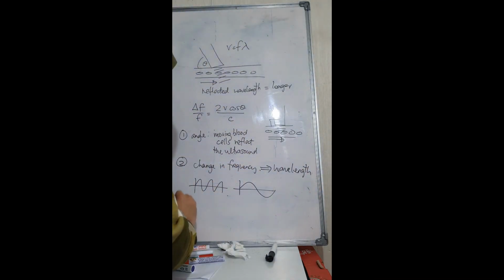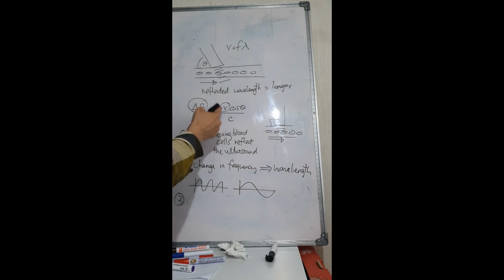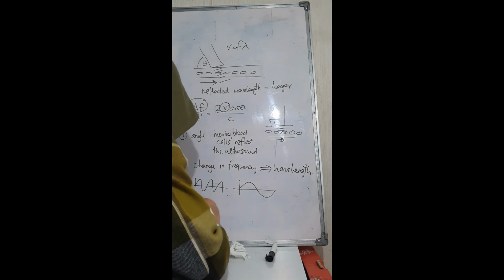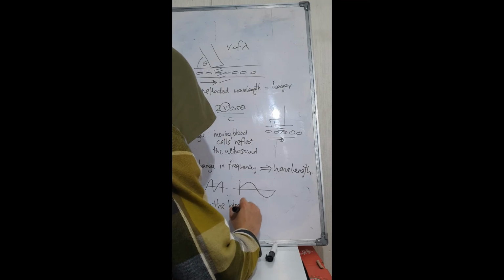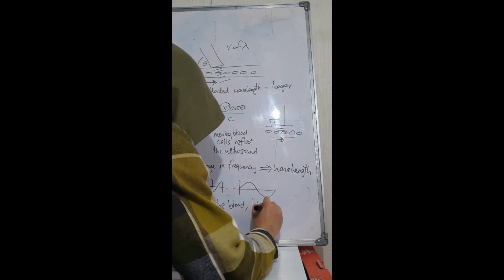Okay, so the third mark. Now you need to look at this equation here, because this is the changing frequency, and it is directly proportional to here. And what's V? V is the speed of blood. So the faster the speed of blood, the bigger the change. So the faster the blood, the bigger the change.